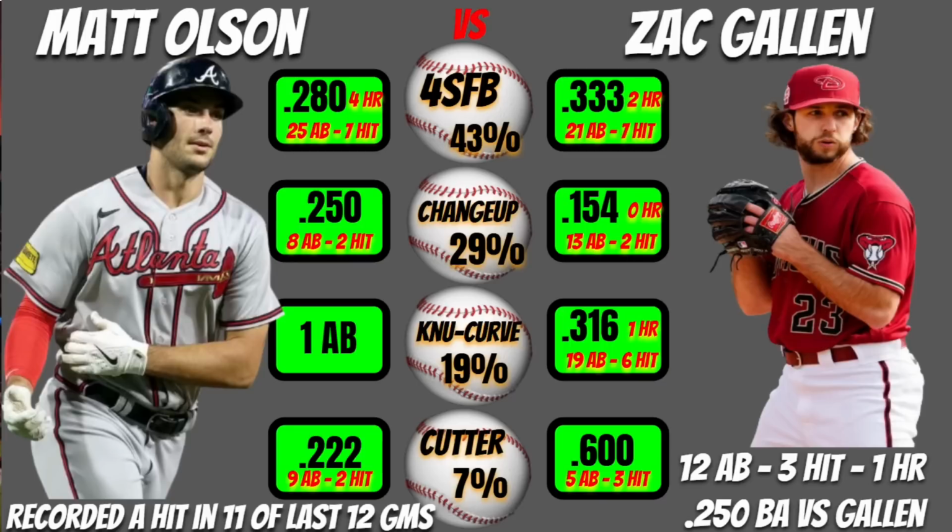So looking on the other side of the ball, those are Zach Gallen's batting averages against. His number one pitch, like I said, the four-seam fastball, he's giving it up at a .333 rate, 21 at bats, 7 hits, 2 home runs off that pitch already. Then his changeup, a .154 batting average, 13 at bats, 2 hits. Okay, he could be good at one. That's fine. And then his knuckle curve, which typically is a pitch that, when pitchers throw it, they're usually good at it. He's not. A .316 batting average, 19 at bats, 6 hits, a home run off that one. And then his cutter, which, like I said, he doesn't throw much, but when he does, maybe you shouldn't throw it. A .600 batting average given up on that, 5 at bats, 3 hits.